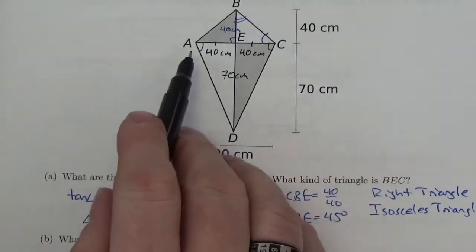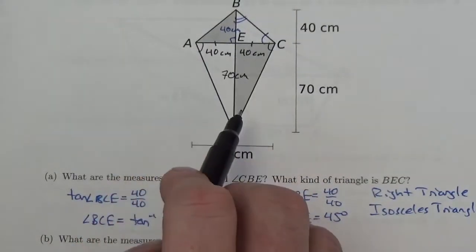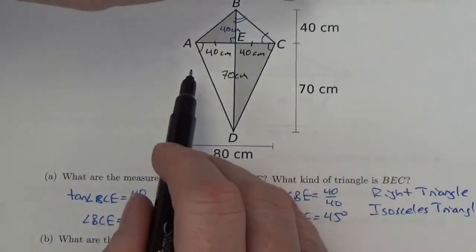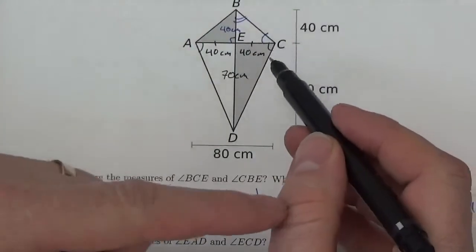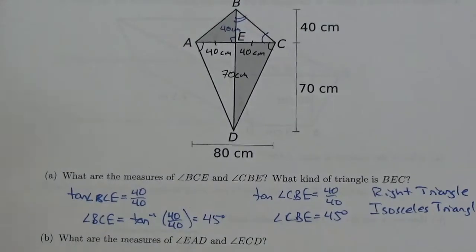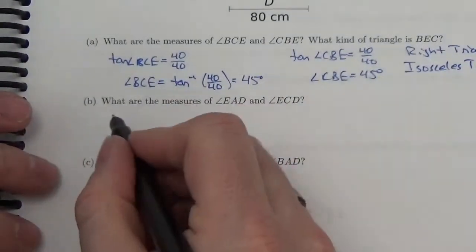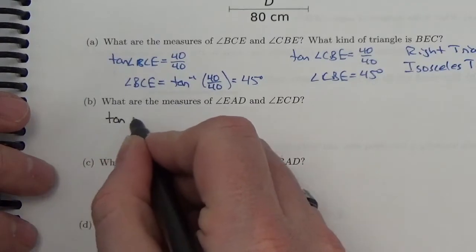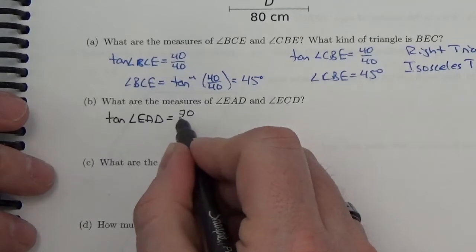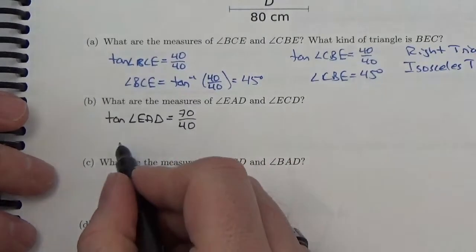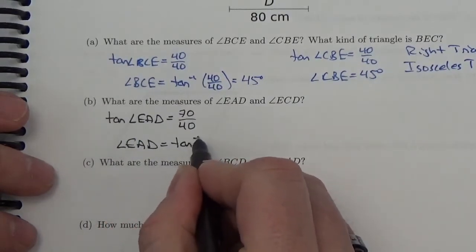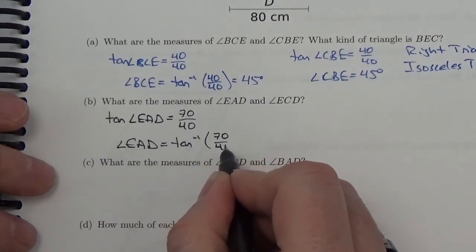So let's focus on EAD. If this is my angle here, 70 is opposite and 40 is adjacent. Now, when I flip over and look at this side, for this angle here, 70 is opposite, 40 is adjacent. It's the same thing, and it's still tangent. So I'm just going to focus on angle EAD to start off with. The tangent of angle EAD is going to be the opposite side, which is 70, over the adjacent, which is 40. And so angle EAD will equal the inverse tangent of 70 over 40.